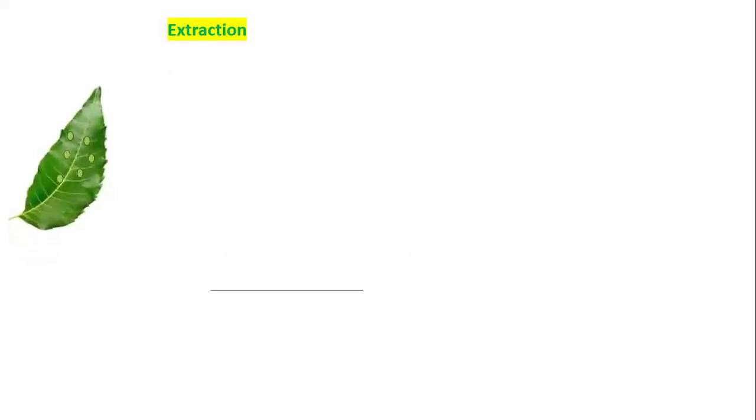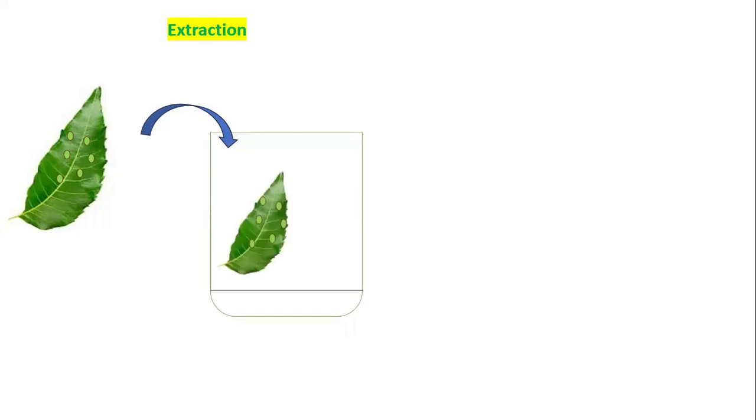For example, these are neem leaves where green colored spots can be observed. Suppose these are the active chemical components present inside the leaves. For your visualization, I am showing them on the leaves. If you want to separate these from the leaves, you have to take a beaker and transfer these leaves into it. And in that, you add a solvent. Keep it for a few hours, about 24 hours.